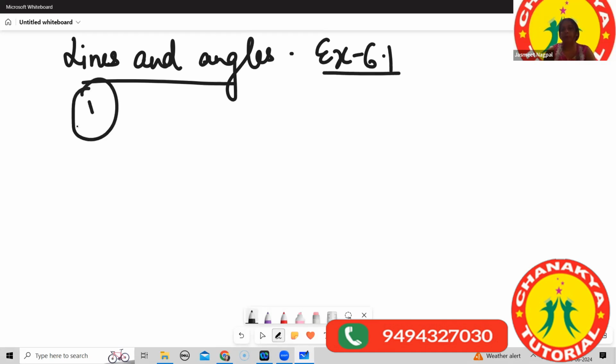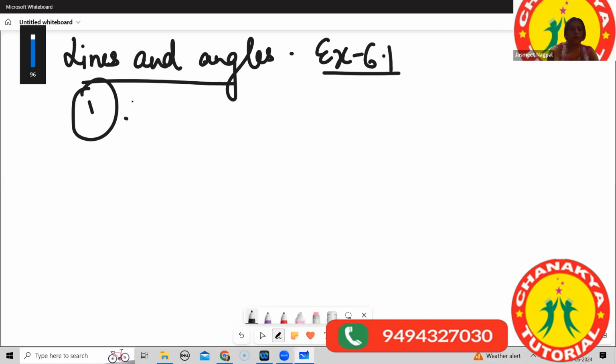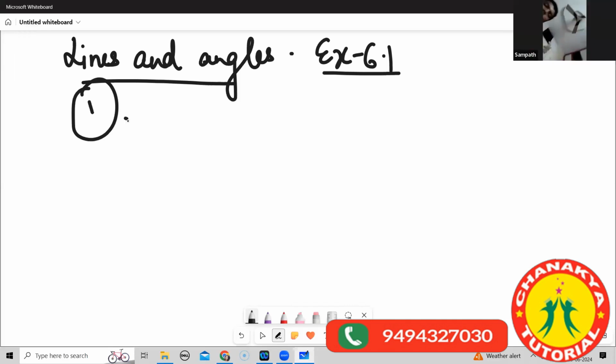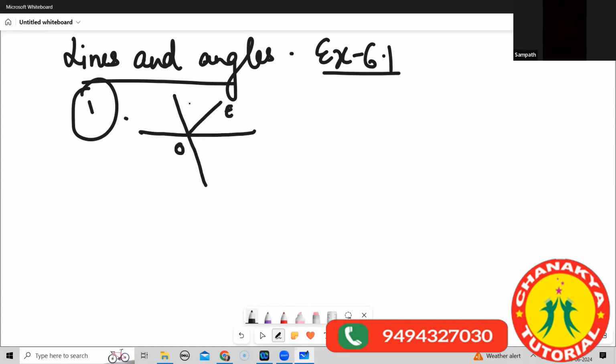Sampath, are you there? Yes, ma'am. Can you read this one? Yes, ma'am. First one. In figure 6.13, lines AB and CD intersect at point O. If angle AOC plus angle BOE is equal to 70 degrees and angle BOD is 40 degrees, find angle BOE and reflex angle COE.